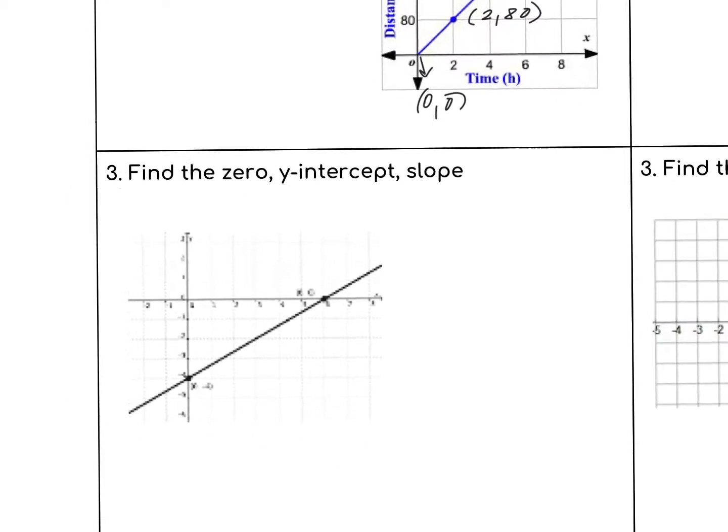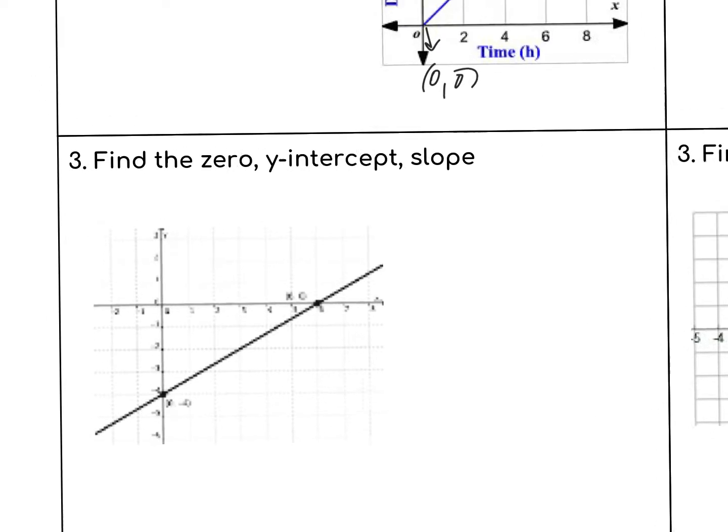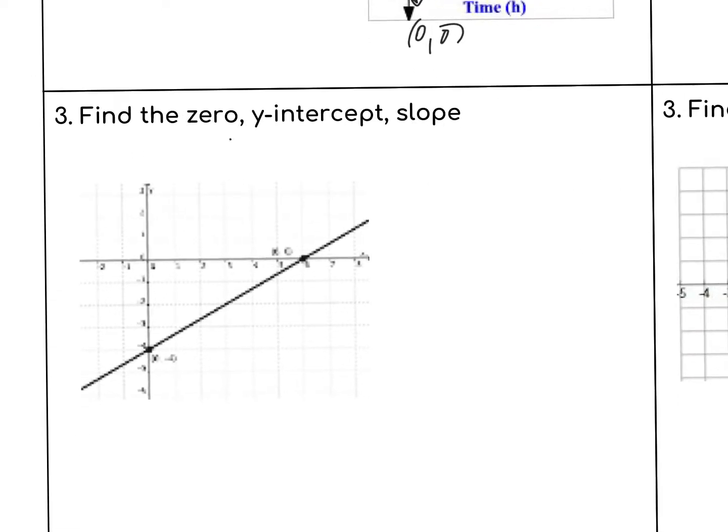The next part is find the 0, y-intercept, and slope. So they're talking about the 0. In this situation right here, they're talking about where it crosses the x-axis. So looking at this, it seems to me that it crosses the x-axis at 6, 0. That's a big clue, okay? A 0 in this situation is where it crosses the x-axis. The y-intercept is over here.